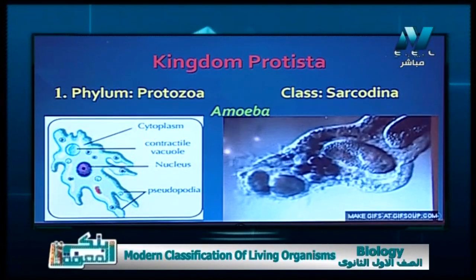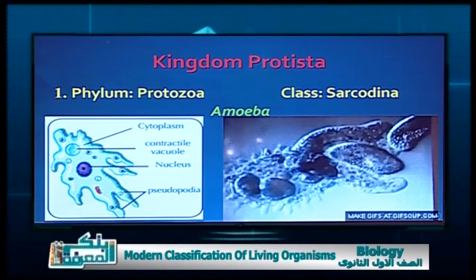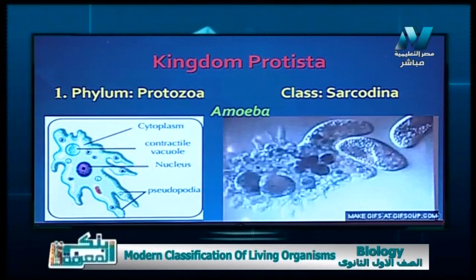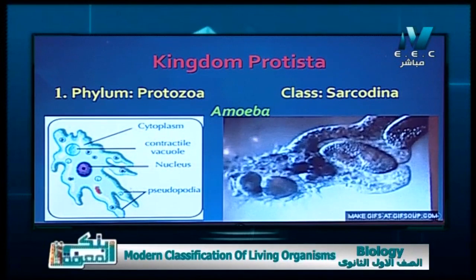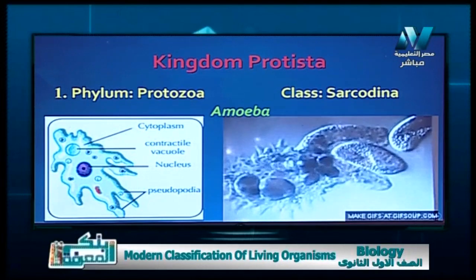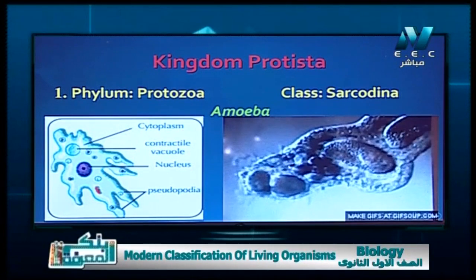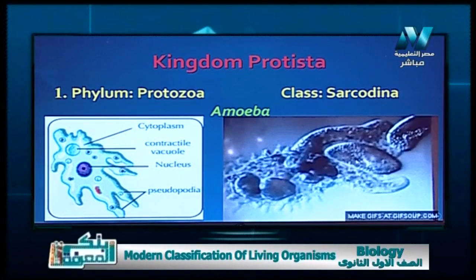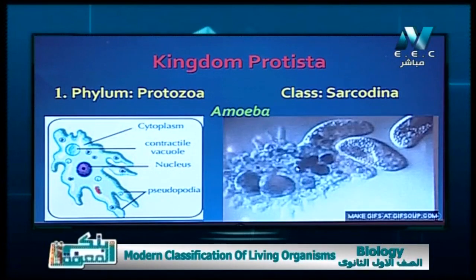So there is a nucleus and other organelles in the cell inside the amoeba. What characterizes amoeba is it can move by what we call pseudopodia. The pseudopodia are false feet. As you see in the video, the amoeba moves to surround and engulf the prey. So it is a predator.